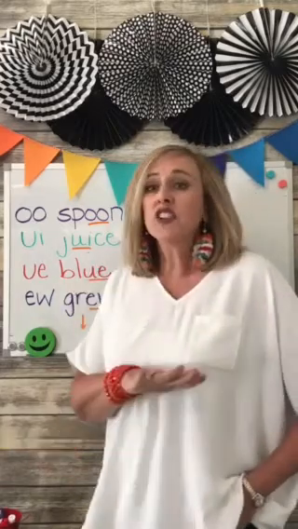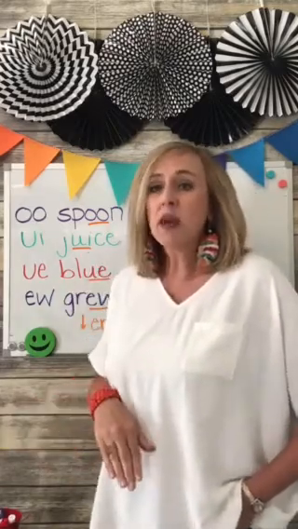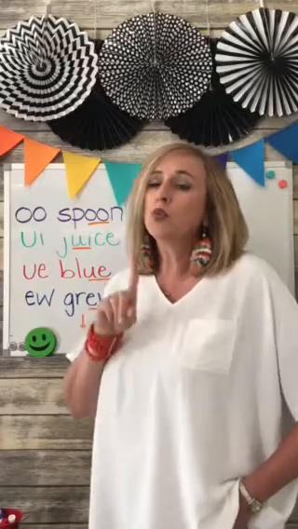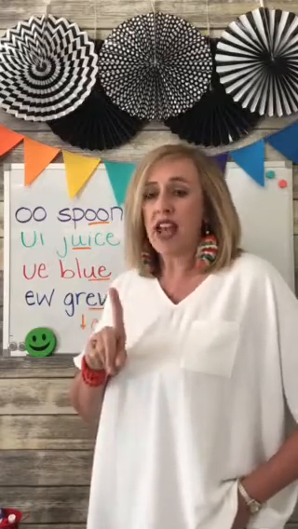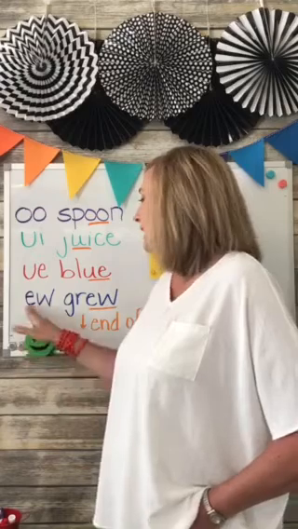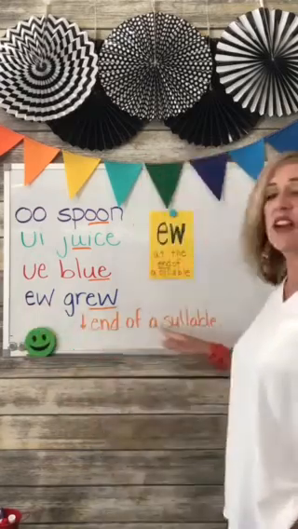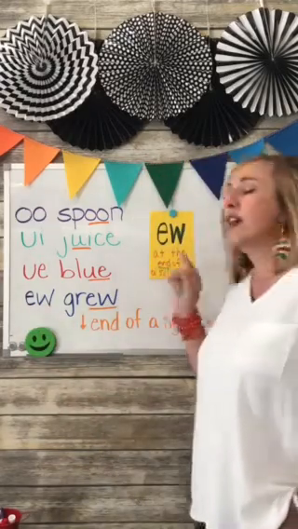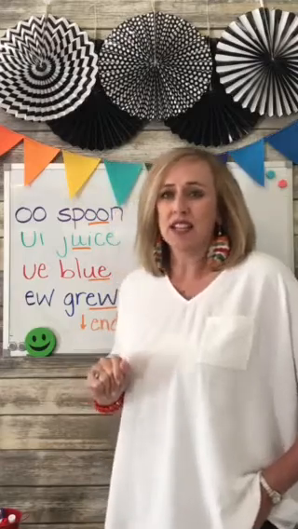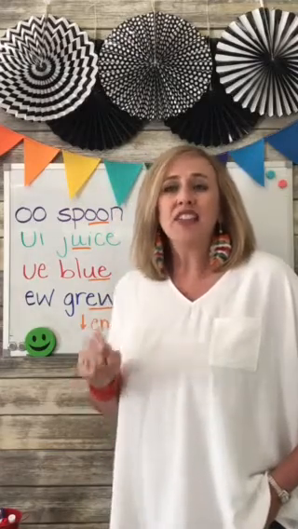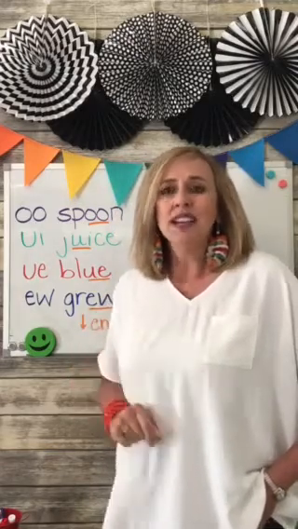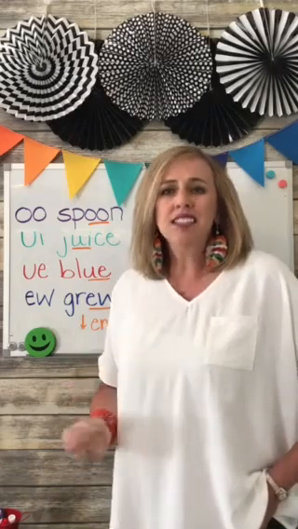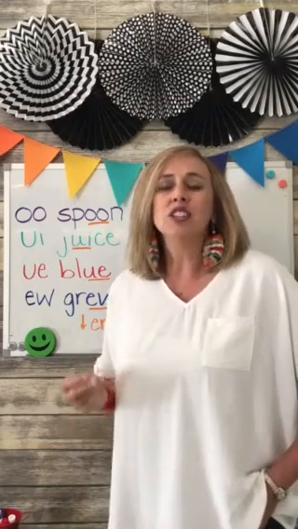For us, just for this week, as far as our word study and spelling goes, we're going to focus on one way to spell the ooh sound. We're going to focus on using EW at the end of a syllable to spell that ooh sound. EW at the end says ooh. Say that with me. EW at the end says ooh.